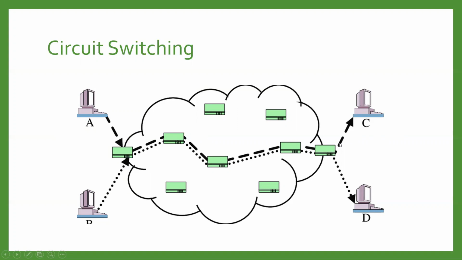First of all, the connection will be established, then the data will be transmitted, and after that, the connection will be removed. In the meanwhile, no other device, for example device D or any other two devices, can communicate or use this same link to transmit the data. This is the main part regarding circuit switching.